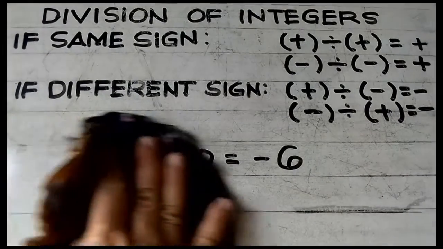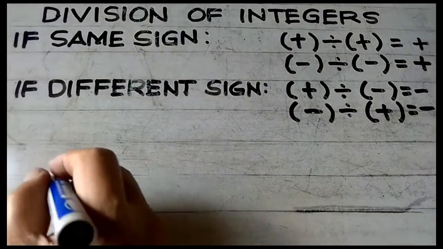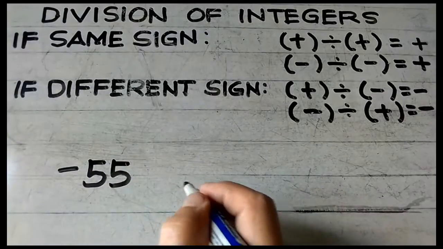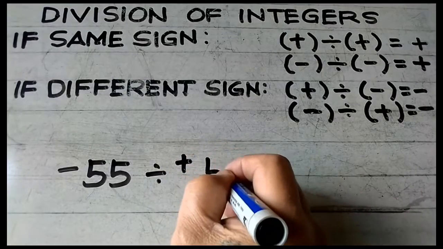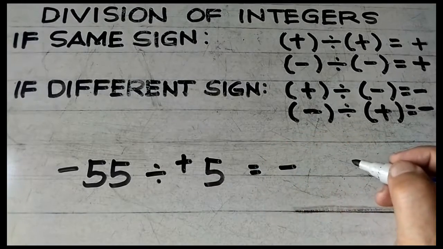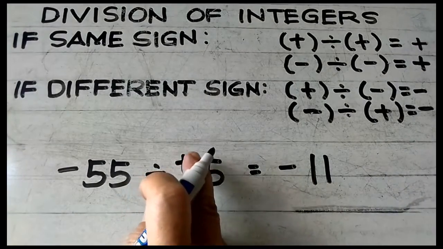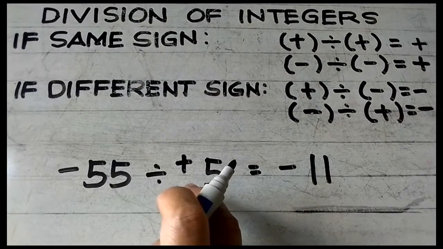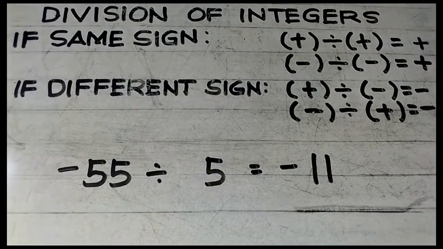Another example. Negative 55 divided by positive 5 is equal to negative 11. So, pwede mong hindi lagyan ito ng positive sign because understood na positive 5 ito. Okay, clear? Malinaw?